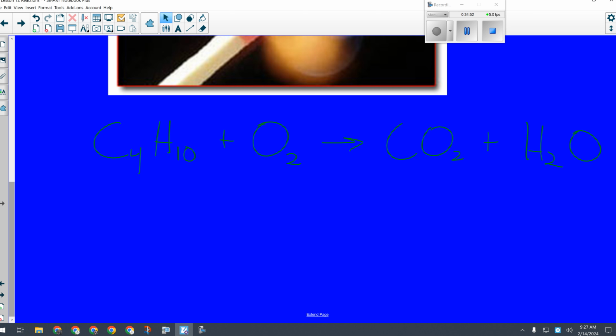How many carbons are there here? 4. Okay, so what do I need to put in front of carbon dioxide to make 4 carbons? 4, right? This means 4 times 1. There's only 1 carbon here. Next thing alphabetically is hydrogen. How many hydrogens are there here? 10. Okay, how many over here? What times 2 will give me 10? 5. All right, so if I put a 5 here, now my hydrogens are balanced.